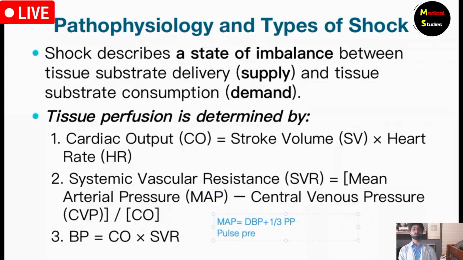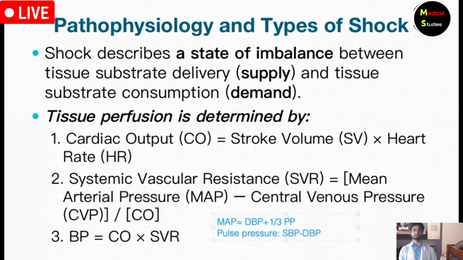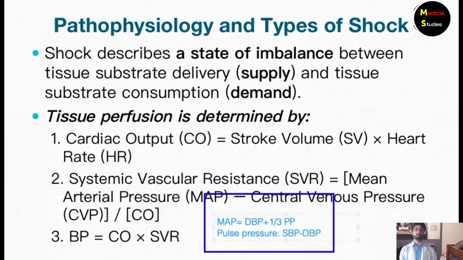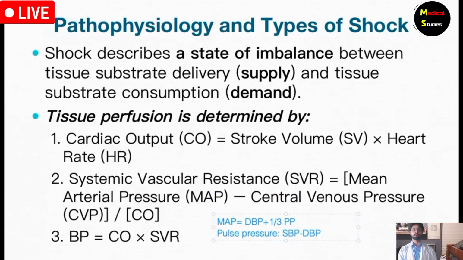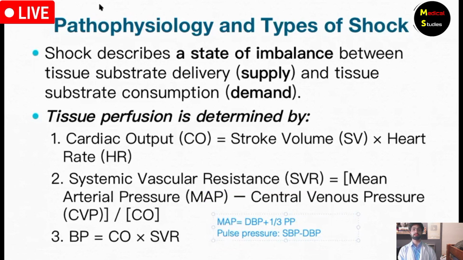Now what is the pulse pressure? The pulse pressure is the difference between the systolic blood pressure and the diastolic blood pressure, so systolic minus diastolic. Diastolic blood pressure plus 1/3 of pulse pressure is known as mean arterial pressure. There is one small problem to solve.